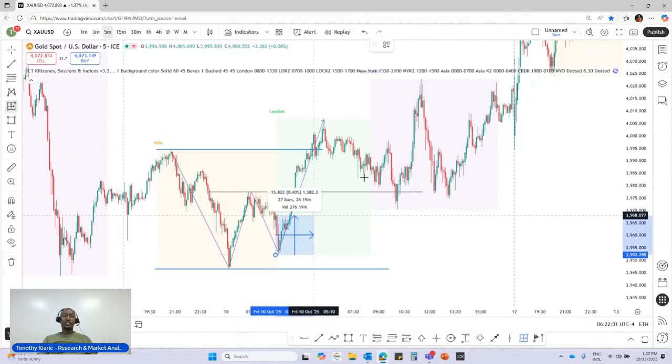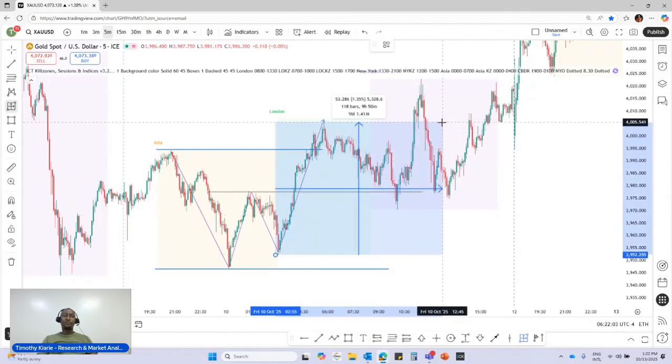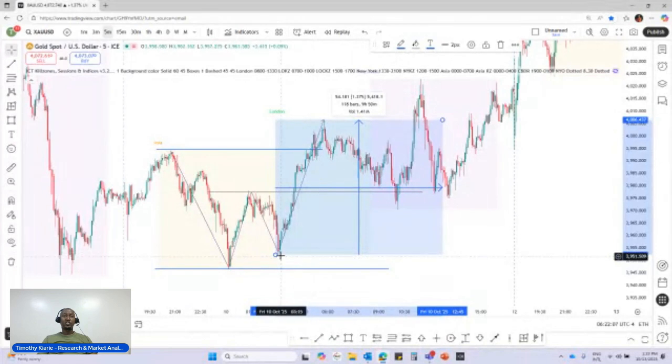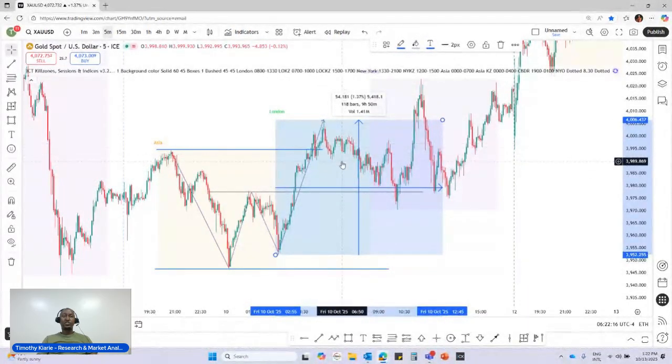what we call the discount and premium levels. All right, so you can see from this low to this high, above this point is where we have the premium, and below this is where we have the discount. Remember, it's always good to look for buying opportunities in the discounted levels and to sell in the premium levels.